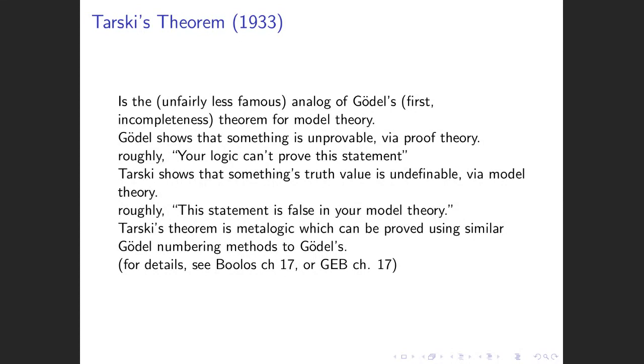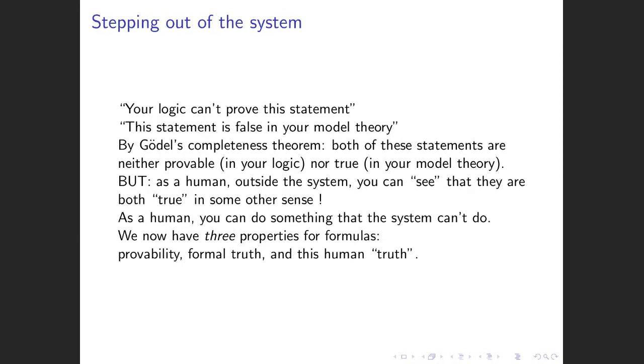So we now have 3 different properties which we can consider if we're given a formula, and they're all slightly different from each other. We can look at a formula and say, is it provable? Is it true in the sense of your model theory? And then you can say, yeah, but is it actually true? I mean, really, actually true.